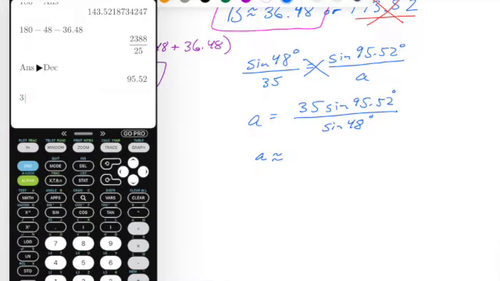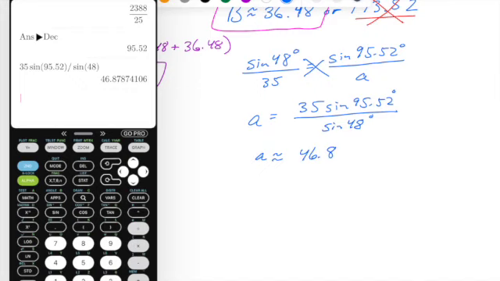So let's see, if I type it in just as is, 35 sine of 95.52 divided by sine of 48, you get about 46.88. And there's your third side there. One problem is, what if it bothers you that I used a rounded angle, that 95.52, which was slightly rounded off to the nearest hundredth? So what if this answer isn't 100% accurate?